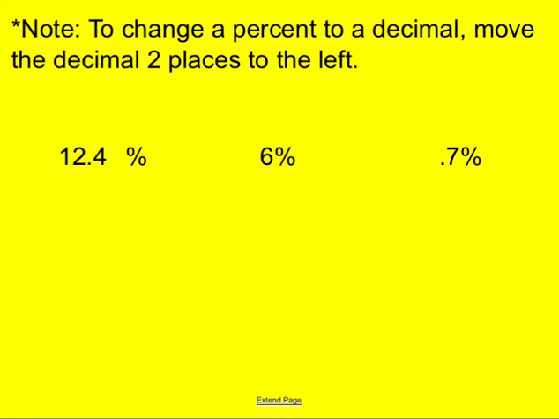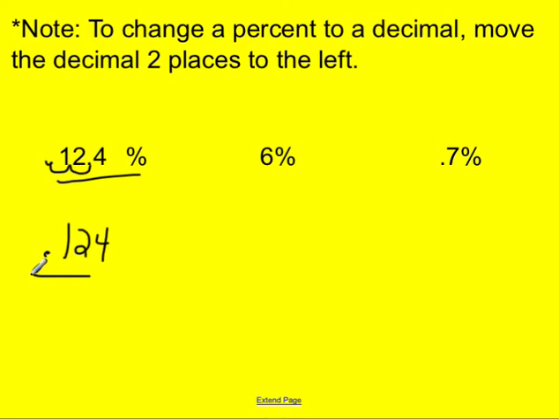So to change a percent to a decimal, you move the decimal left 2 places. So let's take a look at what that looks like. Here, if we wanted to convert this first problem to a decimal, we move the decimal point over 1, 2 places. So we get 0.124.